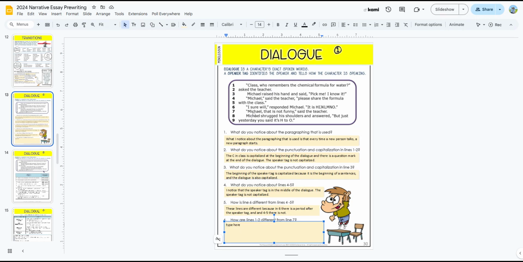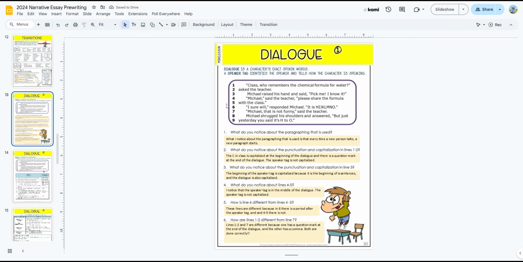And then in 7 it says, "Michael, that is not funny," said the teacher. So I noticed that we have a question mark here and just a comma right here, and guess what? Both of those are correct. So dialogue can be done lots of different ways. Lines 1 through 2 and 7 are different because 1 has a question mark at the end of the dialogue, and the other has a comma. Both are done correctly.